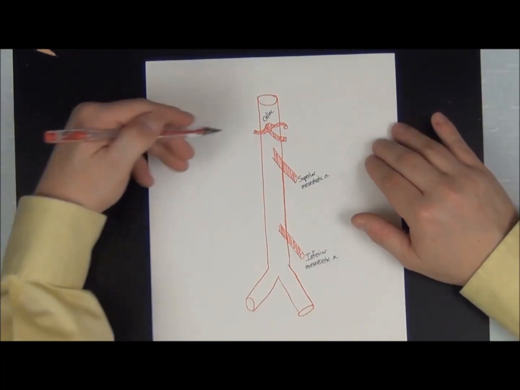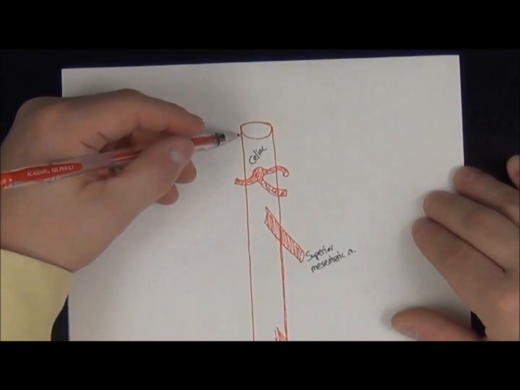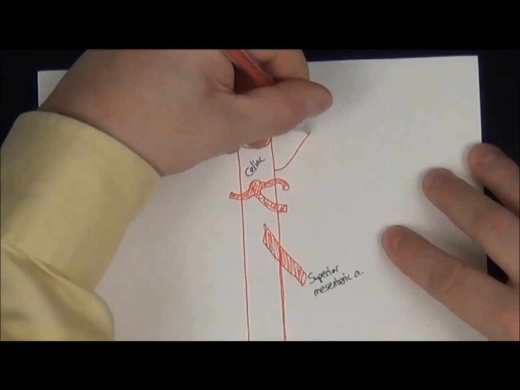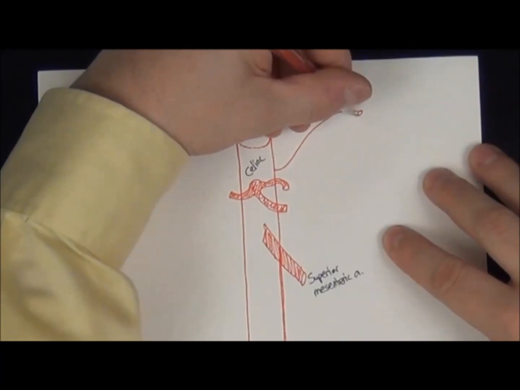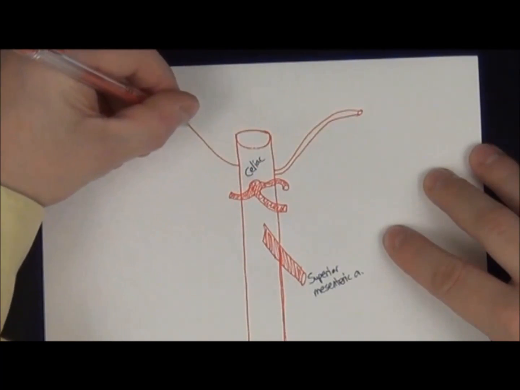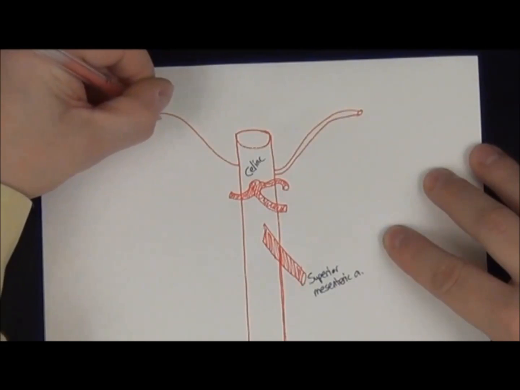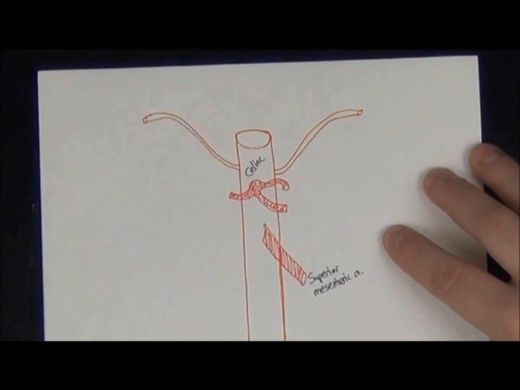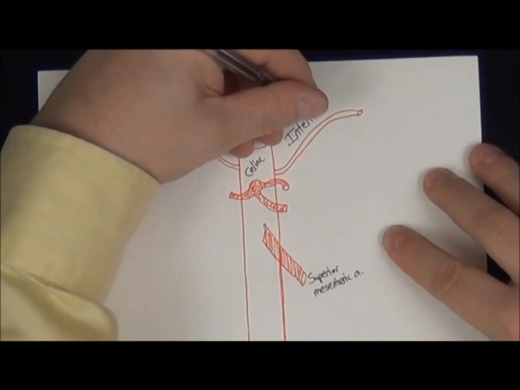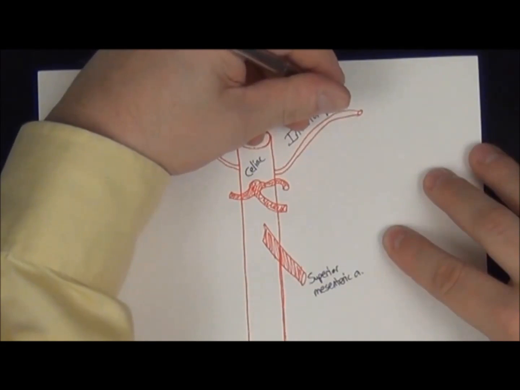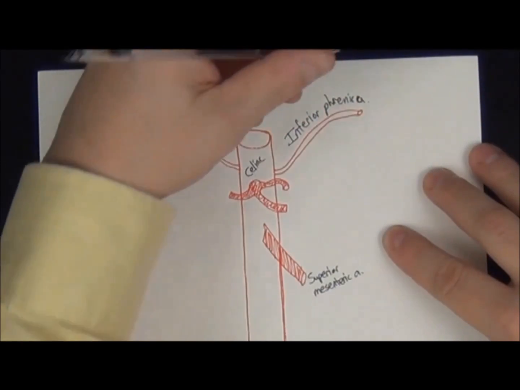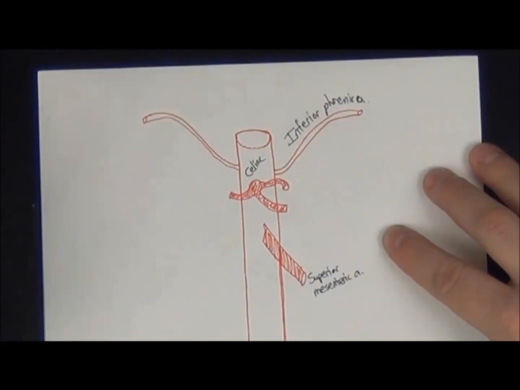Now, the paired branches that come off from the abdominal aorta tend to go to other structures. So the first one is way up high here and stretches out quite a ways. That's going to be the left and right inferior phrenic artery. See if I can spell correctly. All right, inferior phrenic artery.